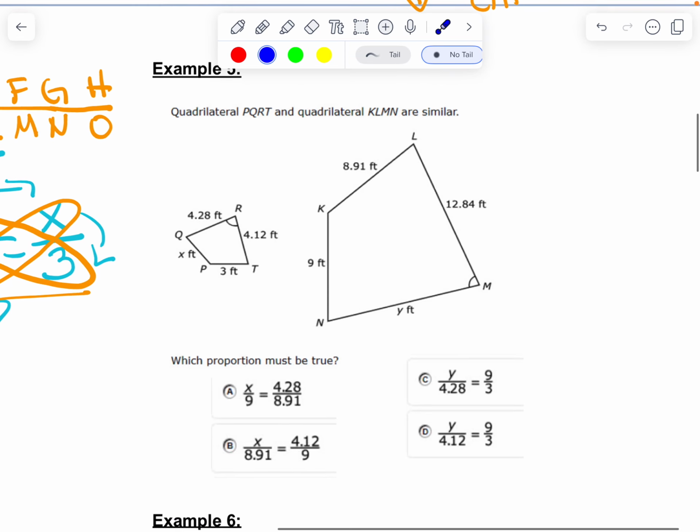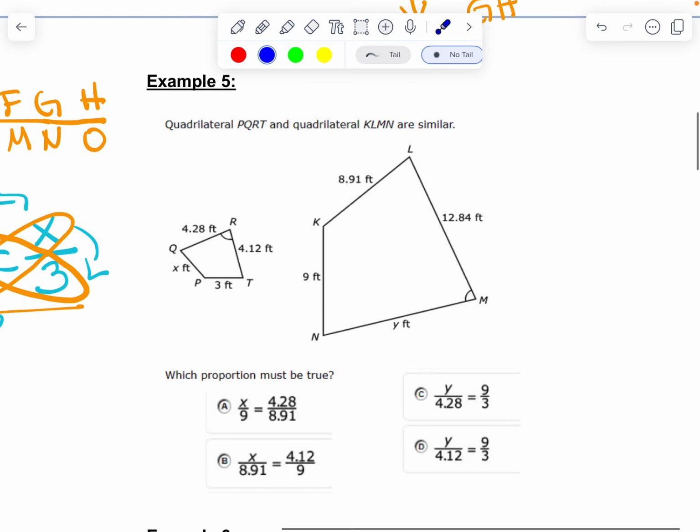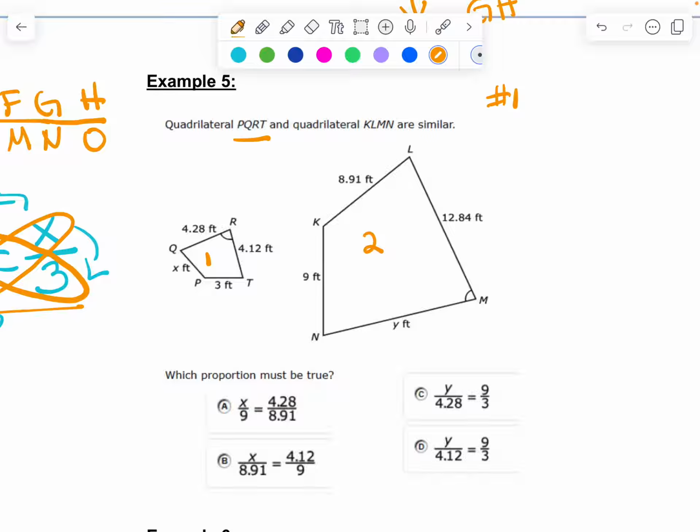Similar figures. Okay, now this one's still the same thing. There's just one little thing that is different, but it's basically the same thing we've been doing. So we're gonna go ahead and write figure 1, figure 2. Up here I'm gonna write figure 1 and I'm gonna label it.